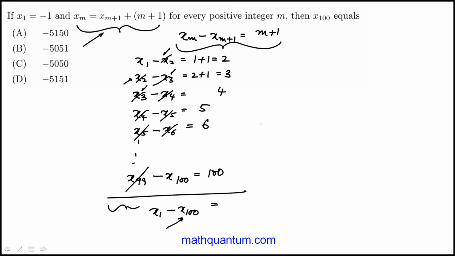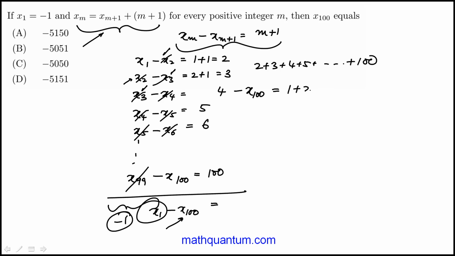And on this other side, we'll get 2 plus 3 plus 4 plus 5 all the way to 100. And then x1 is minus 1, and I can move it to the other side. And minus of x100 would be 1 plus 2 plus 3 all the way to 100. So sum of the first 100 natural numbers.